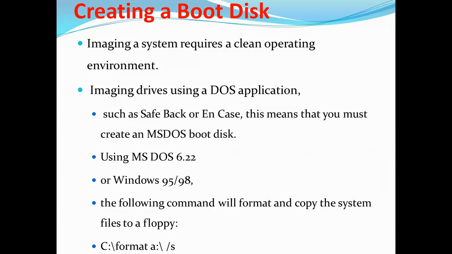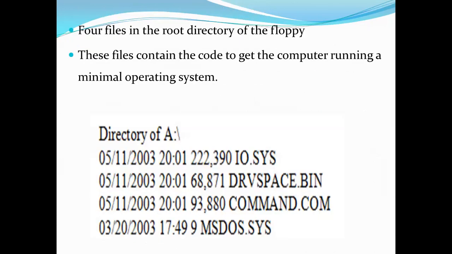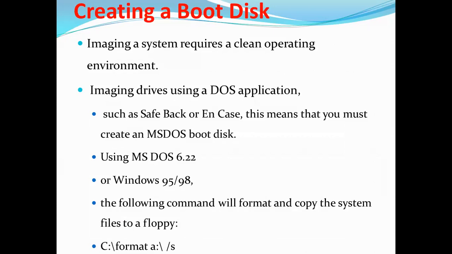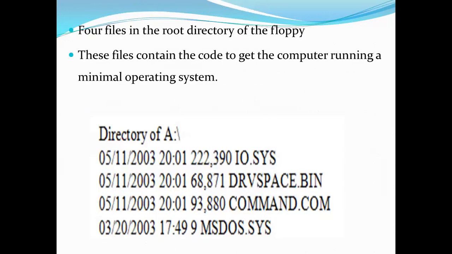So we are creating an MS-DOS bootable disk, and we are using MS-DOS 6.2 or Windows 95 or 98 versions. The following command will format and copy the system files: C:format a: /s, with a backward slash. It will copy the system files to a floppy disk, or if you are using a flash drive in place of the floppy disk, it will copy them to that location. Four files will be copied in the root directory of the floppy.